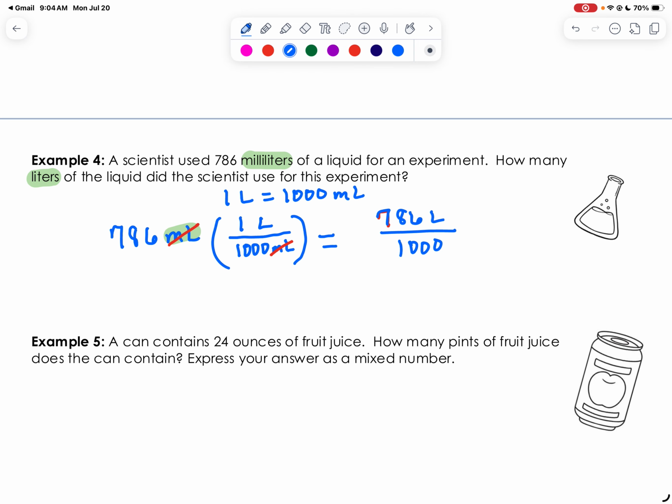Now, if I'm dividing by 10, 100, or 1,000, I never use long division, because when we divide by 1,000, that means all you do is move your decimal in 1, 2, 3 places to the left. So this would be 0.786 liters.